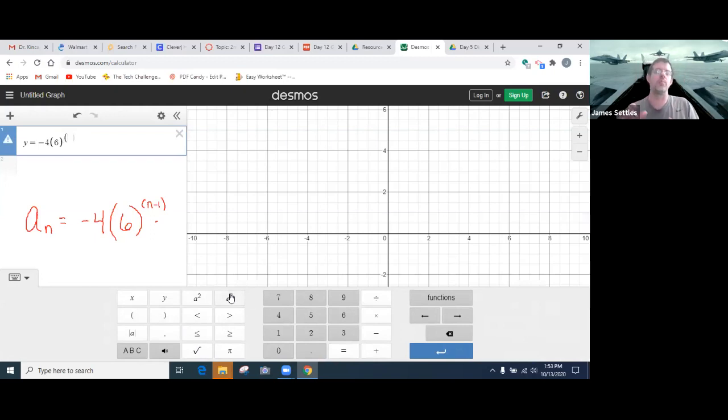Now, if you don't put parentheses and you just put x minus 1, matter of fact, let me show you this. X minus 1. Notice that minus 1 is not an exponent, and I needed it to be an exponent. So the parentheses here are very, very important. If you don't put these parentheses, it won't let you put the minus 1 as an exponent. So the only way to keep this as an exponent is to have these parentheses.